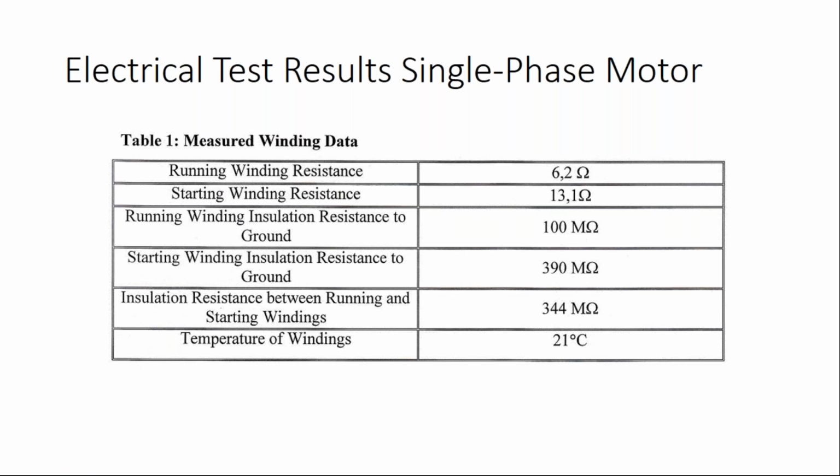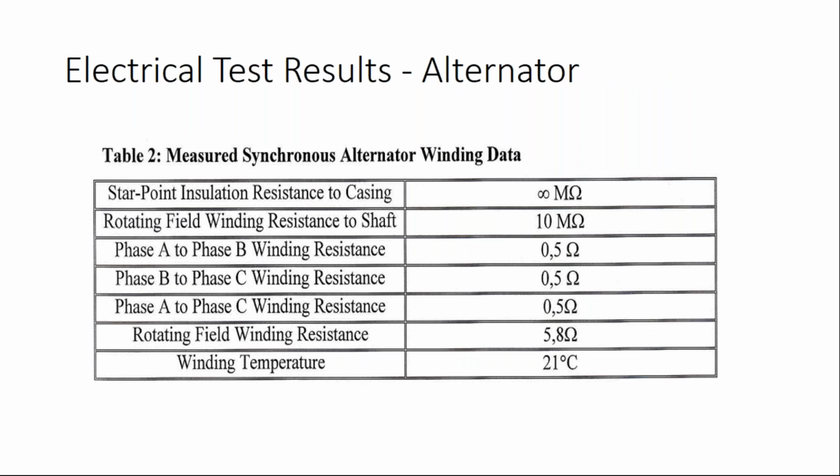You can also use your winding data to look for faults. If your resistance is too high or too low, you can make some kind of estimation. And these are just done by simple tests, using a megger for insulation resistance, and then using a calibrated multimeter, maybe a Fluke or something like that, to measure the winding resistances. And for the alternator, these are the winding resistance and the insulation resistances that I got.